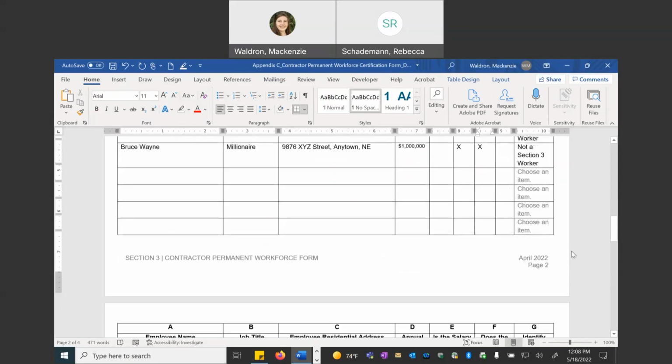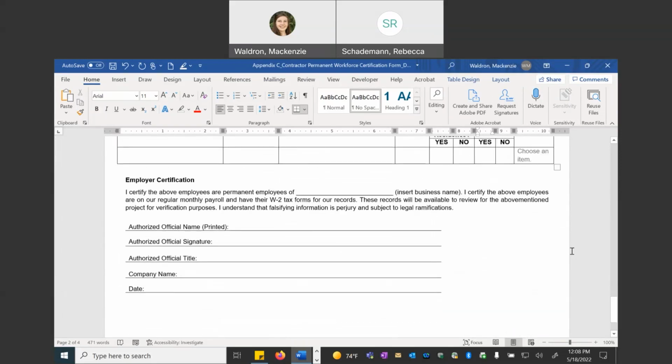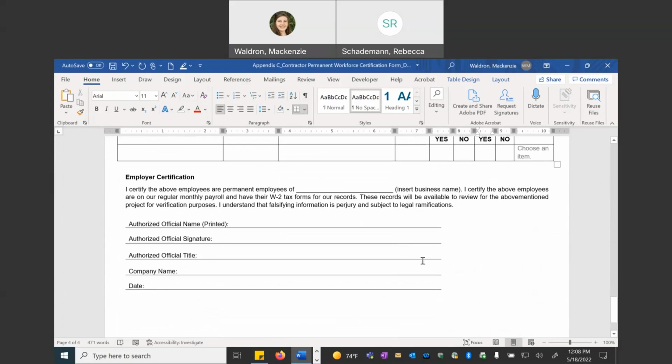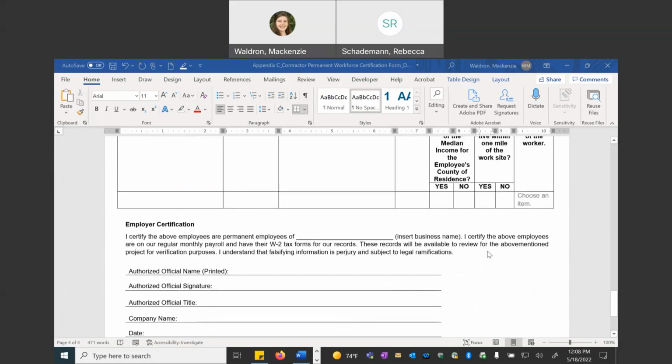So we'll navigate down a little bit further. Once the employer has everything completed on here, they will complete the employer certification, and this will need to be maintained in your records. Anything else you want to add, Mackenzie? I don't think so, Rebecca.